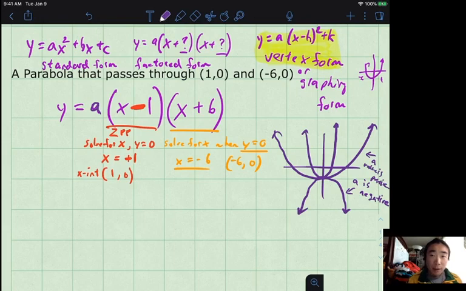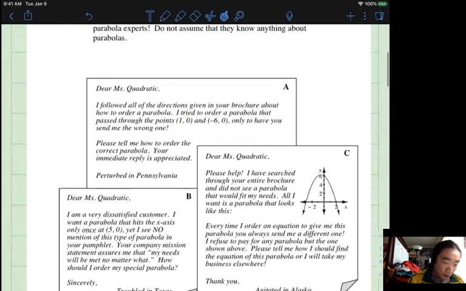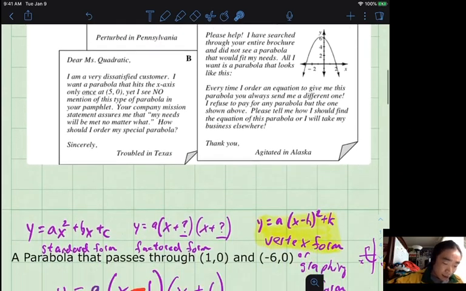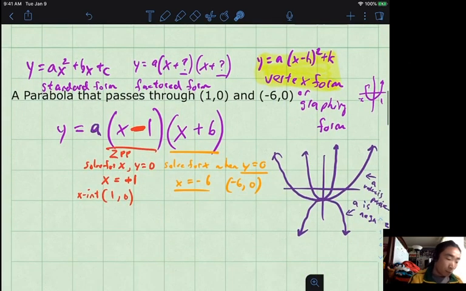And it's that multiplier that messes up our equation, because if we scroll up, you can see that this person says that I tried to order a parabola that passed through these points, only to have you send me the wrong one. Tell me how to order the correct parabola. And in this situation, we tell them, your equation, you didn't give us enough information, right? If we were out in the working world doing quality assurance, you only gave us 2 points.